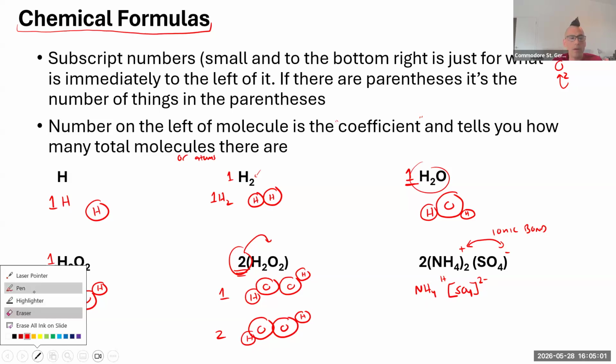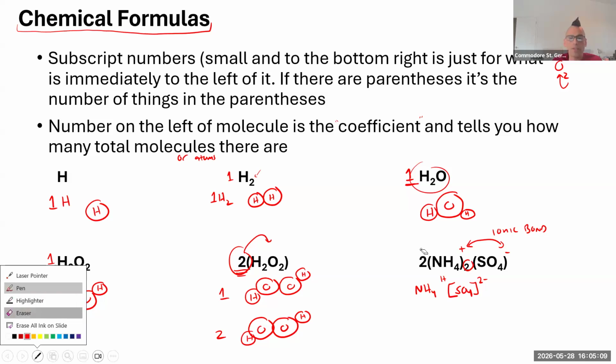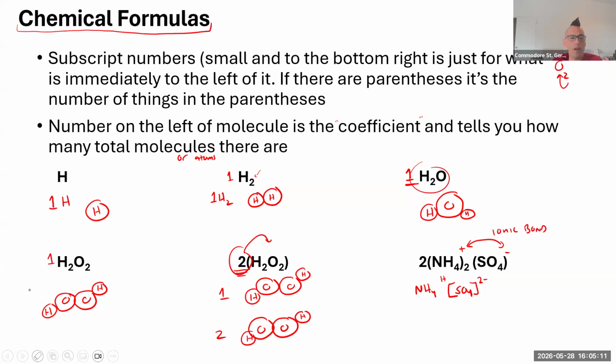And if you look here, there's a 2 right to the left of these parentheses, right? So that means there's 2 of whatever is in those parentheses. So that means we have another NH4 1 plus. All right, and there's nothing there, right? So we're not going to have it, but we have two of these complete molecules, so two of everything.